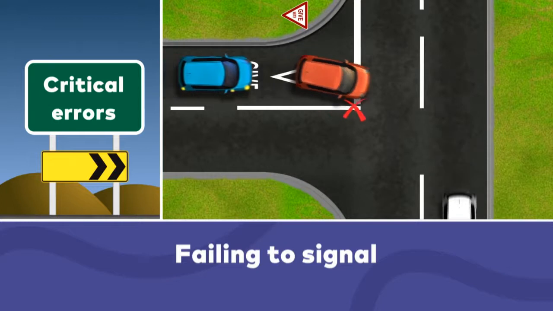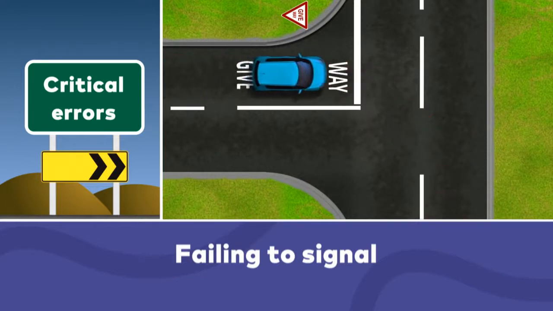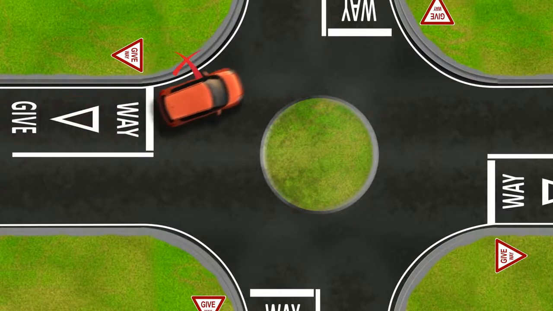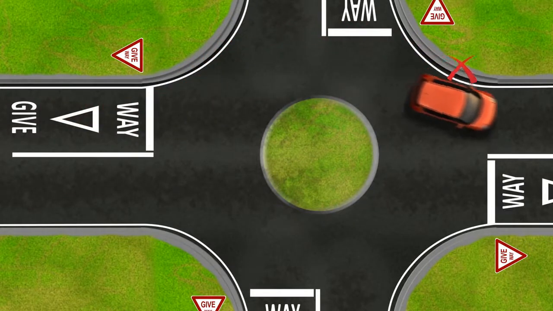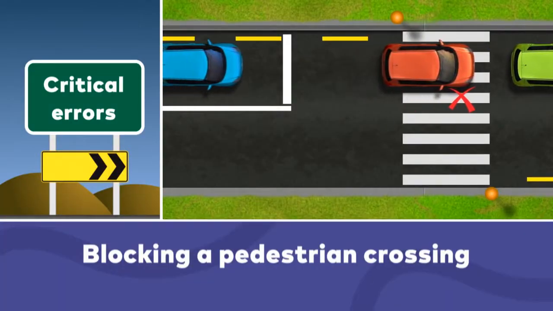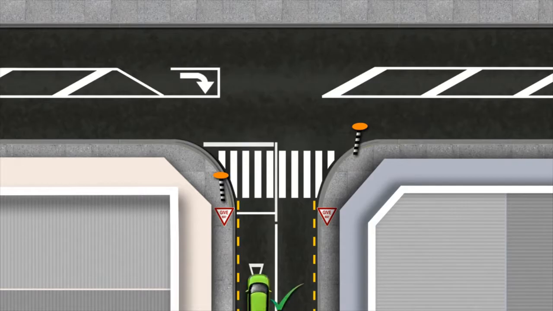Failing to signal. Not signalling when you should is another critical error. Take particular care to signal properly when entering and leaving roundabouts. This is a very common mistake. Blocking a pedestrian crossing is another critical error, but it's okay to stop on a pedestrian crossing if you need to in order to see approaching traffic at an intersection.